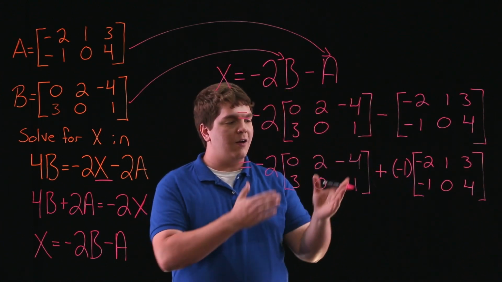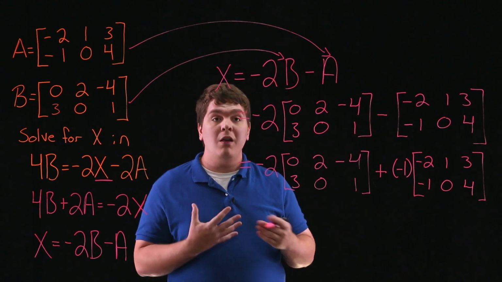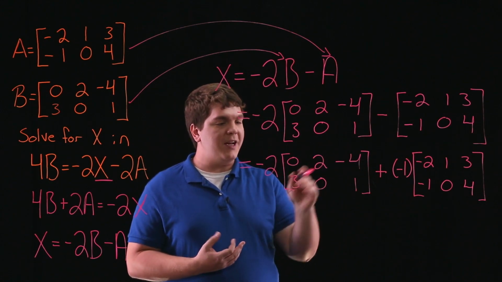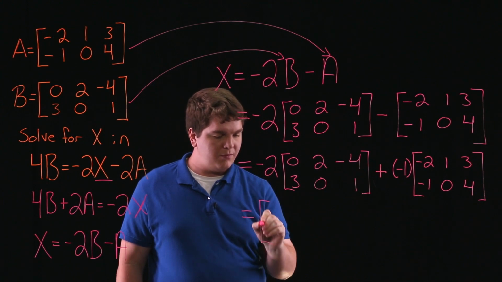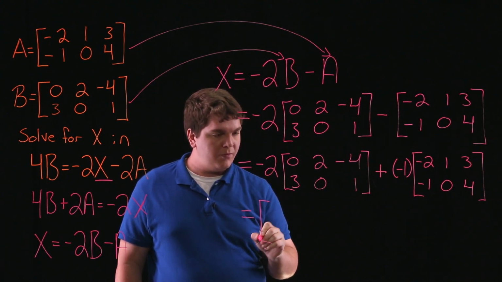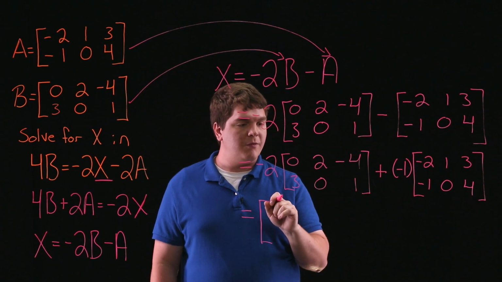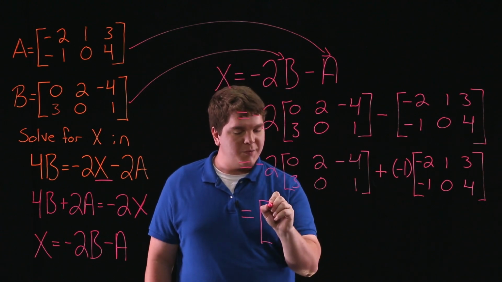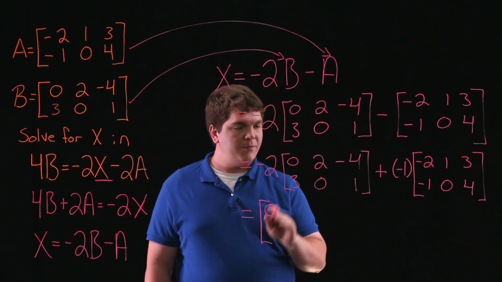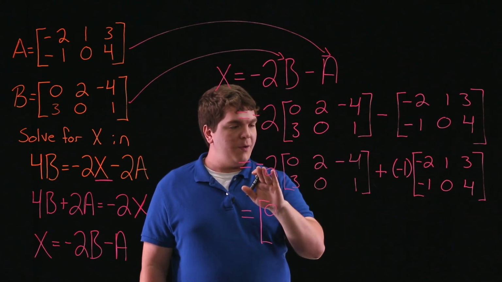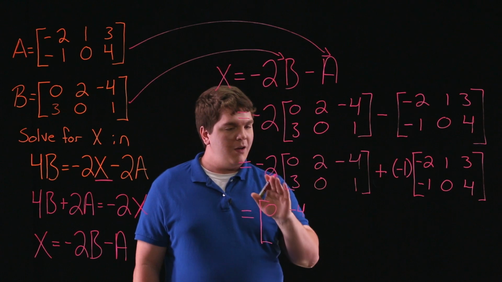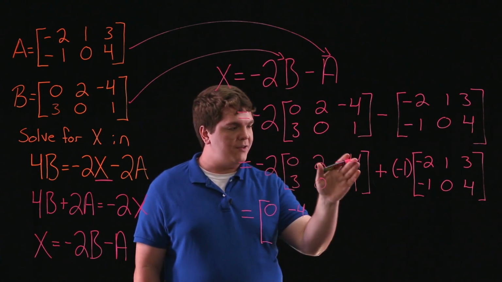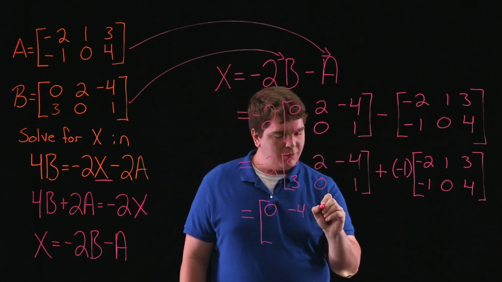Now we have to multiply our matrix B by negative 2. We do this by multiplying each entry in our matrix by negative 2. So in the first row, first column, we have negative 2 times 0, which is 0. First row, second column, we have negative 2 times 2, which is negative 4. First row, third column, we have negative 2 times negative 4, which is 8.